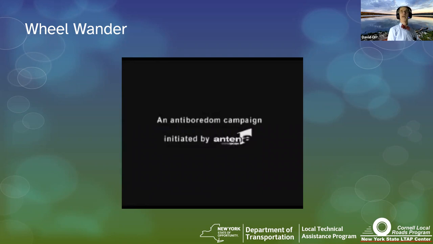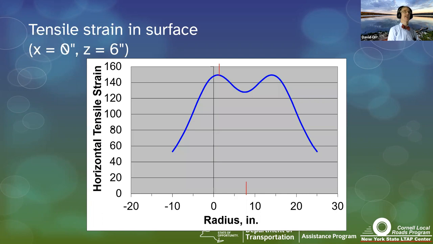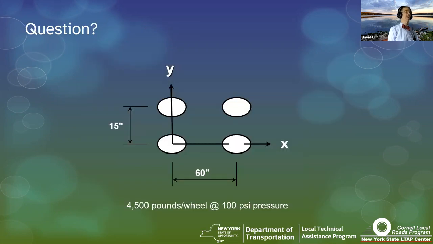So we're going to start back up. And the last thing I want to talk about real briefly is wheel wander. Okay. And it's an important point. We don't always account for it properly. And it's a very important point, because if you don't do that, you actually get a mistake when you do a mechanistic design. You have to deal with the fact that vehicles don't follow in exactly the same path.